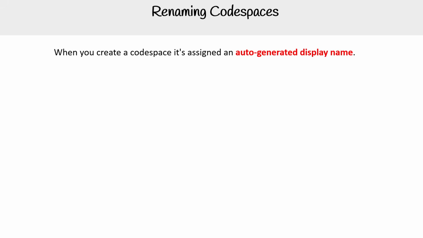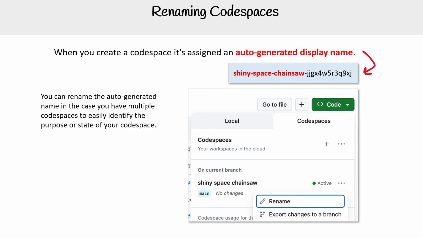So when you create a Codespace, it's going to be assigned an auto-generated display name, and in this case, it made Shiny Space Chainsaw. And sometimes when you have a lot of Codespaces, it gets confusing what is the contents of those Codespaces. So it's totally possible for you to rename your Codespace, and that's just going to make things a lot easier. You can see all of those Codespaces at /Codespaces, and it'll just make it a lot clearer, okay?